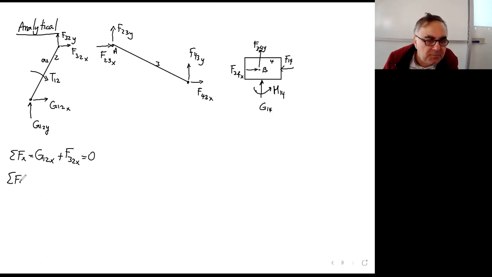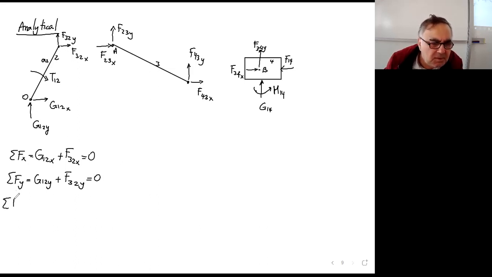The summation of forces in the y direction is, let's call this point O, G12y plus F23y equals 0.